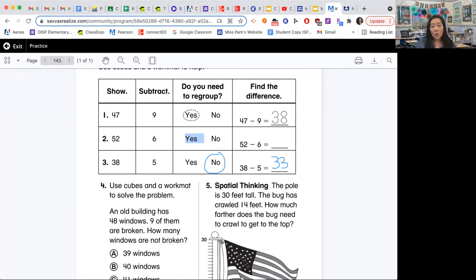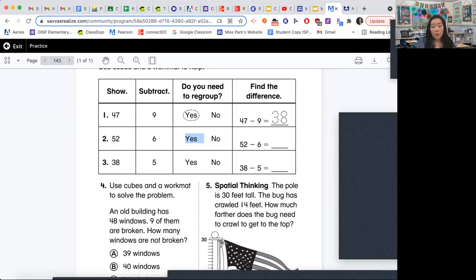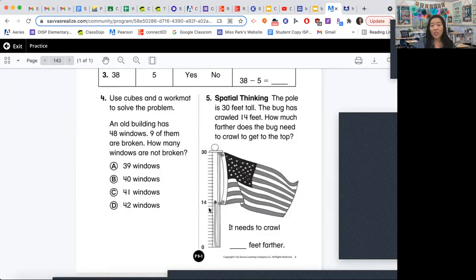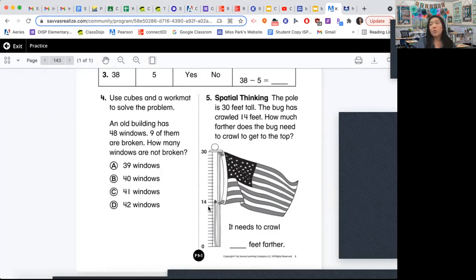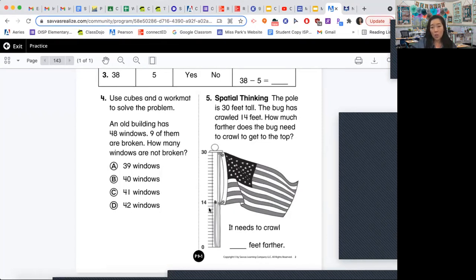All right, guys, it looks like we have 2 more questions, all right? And then after that, we'll do our quick check tomorrow, okay? Use cubes and a work mat to solve the problem. An old building has 48 windows. 9 of them are broken. How many windows are not broken?